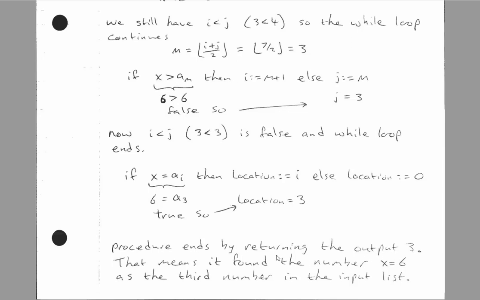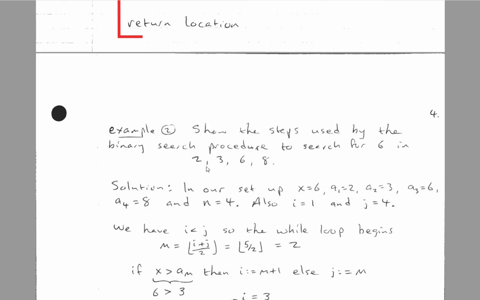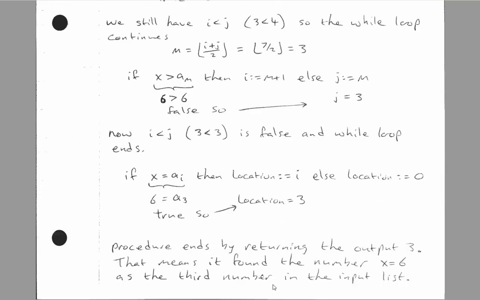It's a good thing it's a machine doing this, hopefully. But we can step through it, at least for small lists. So the number we were searching for, 6, is in the list. It's the third number in the list.